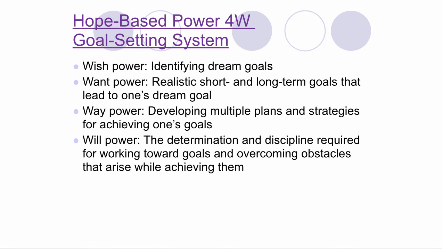So what are some ways we can actually instill hope or maybe develop it? Well, they came up with this idea of the 4W goal setting system. So it's this idea of wish power, so identifying dream goals; want power, realistic short and long-term goals that lead to one's dream goal. Okay, we're seeing some parallels here back to our SMART goals. Way power, developing multiple plans and strategies for achieving our goals. So this one's really talking about the strategies.